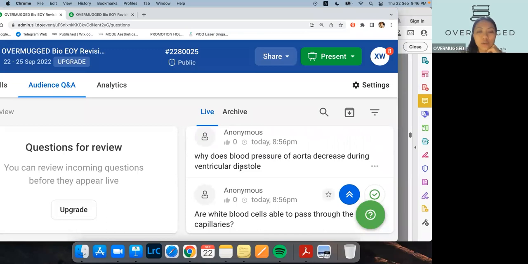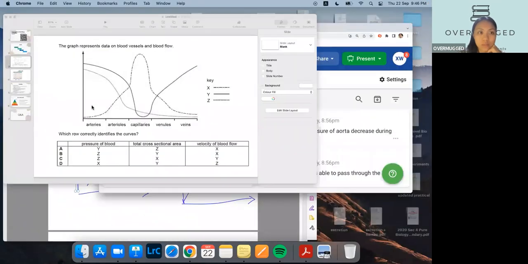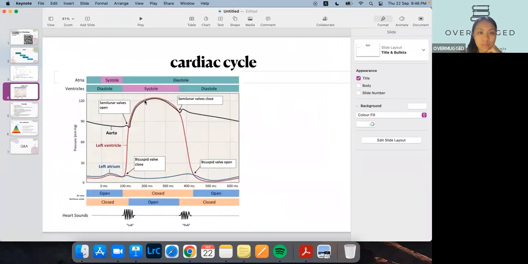Why does blood pressure of the aorta decrease during ventricular systole? Probably because blood is moving into the aorta, and here the blood is also being transported away from the aorta to other parts of the body, so the volume of blood decreases. Just go back to our 2 points. Pressure of blood is determined by contraction and volume of blood. So if contraction cannot explain that, then it's probably volume of blood that can explain. So in the aorta, which is the black line, if the blood starts moving away from the aorta into other arteries, that is probably when the blood pressure will also drop a little bit.